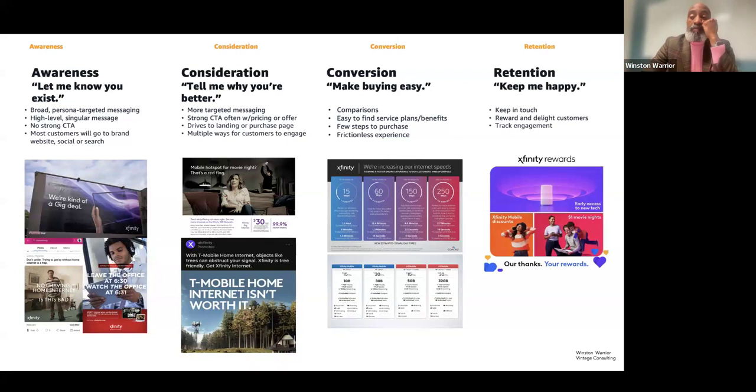And then retention. Keep me happy. Keep in touch. Reward and delight your customers. Track their engagement, the measurement. So do you have a loyalty program? Is that something that makes sense for you? If you have a customer that is coming back monthly, do you provide a free 15-minute consultation because you've been a customer of mine for 6 months? Those types of things.